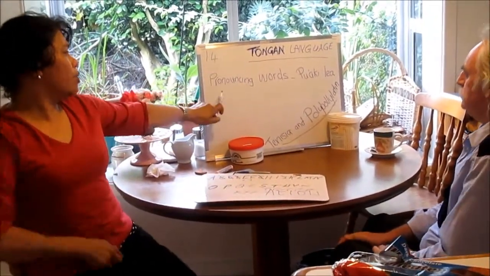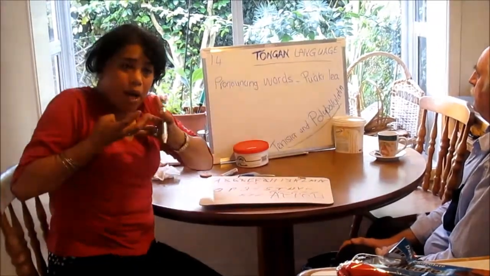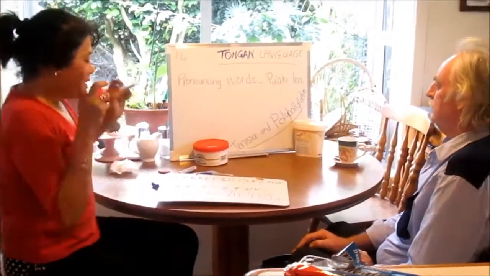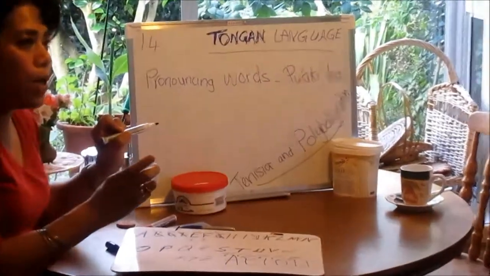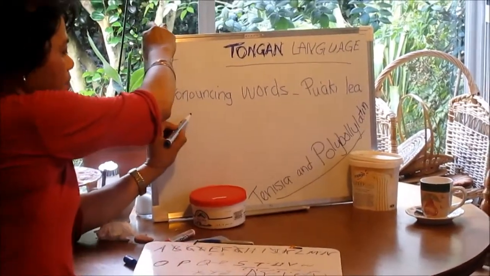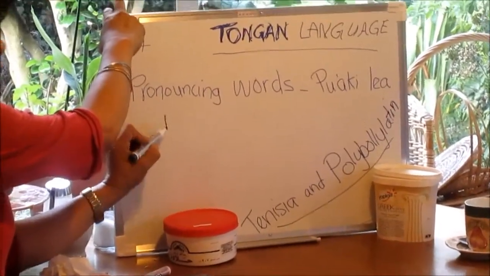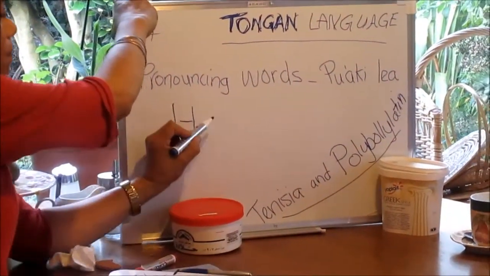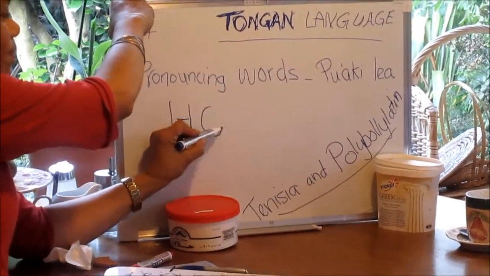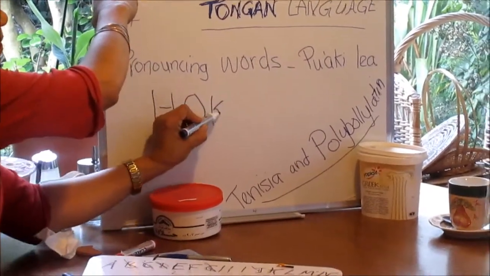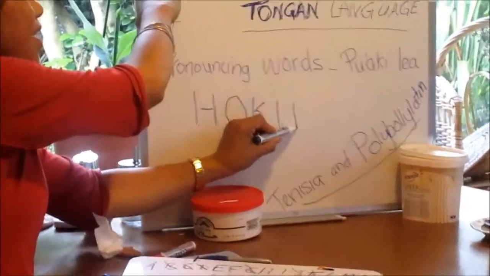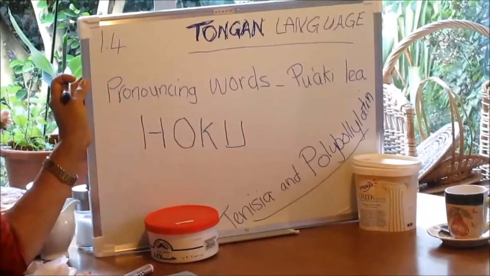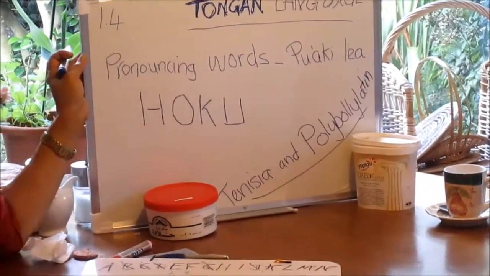If you see this one, Tongan language, pronouncing words, pu'aki lea. Pu'aki is the expression. So, Kevin, I've got things to ask you. If you see this word in Tongan, how would you spell it? Remember, Kevin is bilingual. He speaks at least two languages, Spanish and English. Now I'm asking him, after doing all these lessons, if you stand up in front of Tongan people and they will understand, how would you pronounce this one?